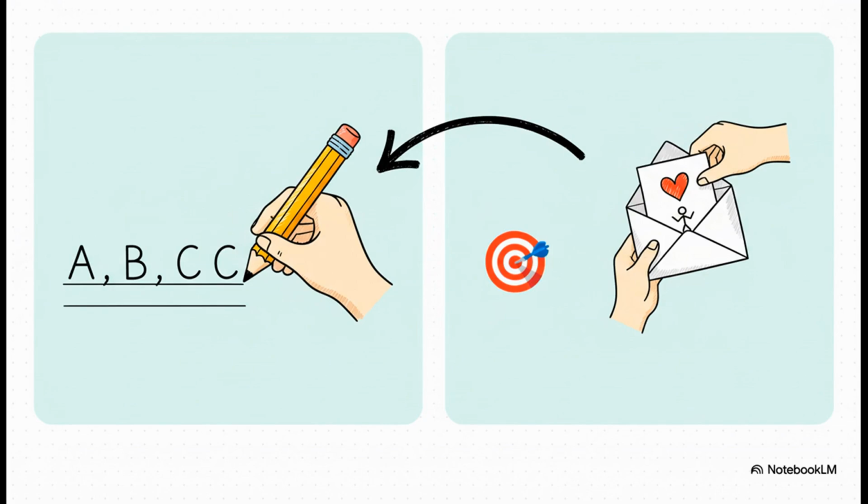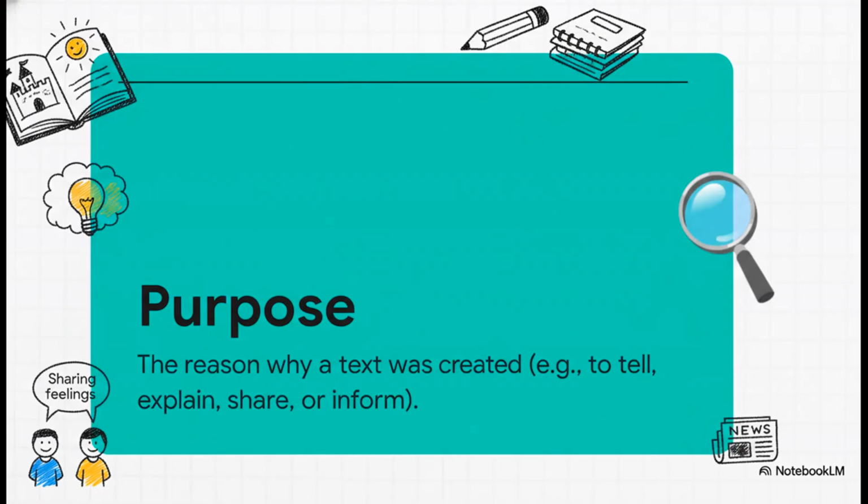But this standard adds that whole communication piece. It's the shift from just writing to writing for someone, for a specific reason. It's honestly a total game changer. First things first, let's get our key terms down. Purpose is simply the why. It's the reason an author is even creating the text in the first place.